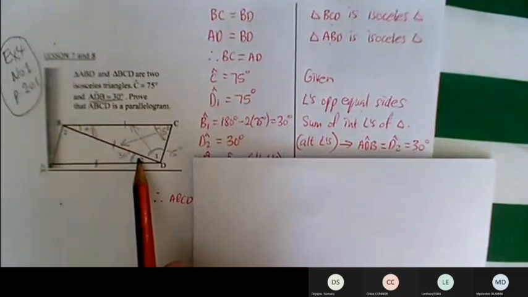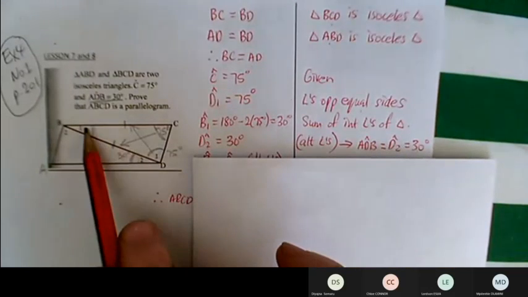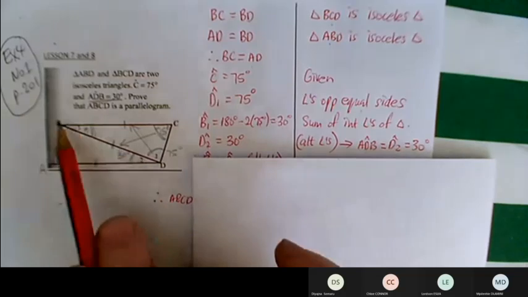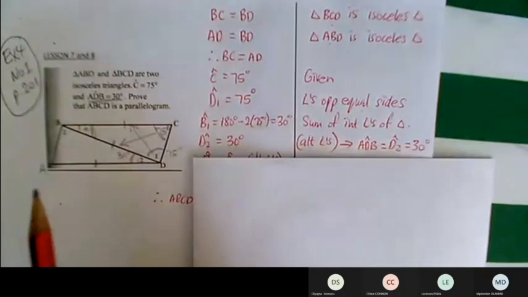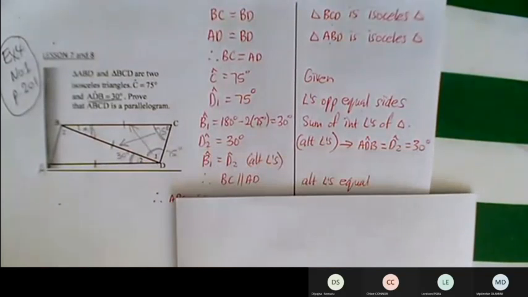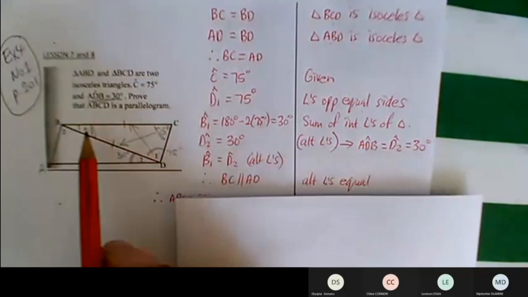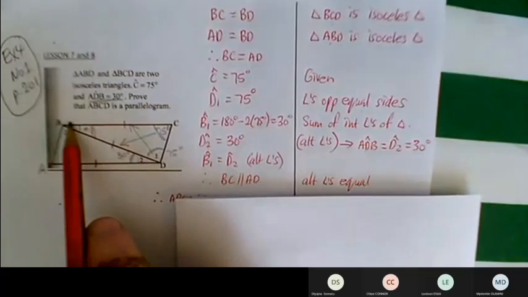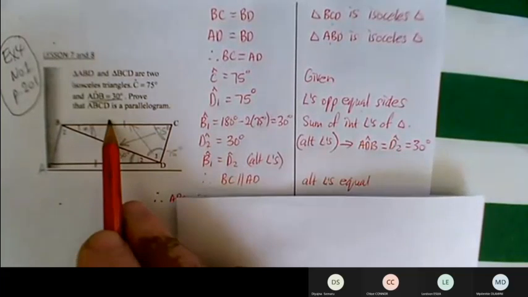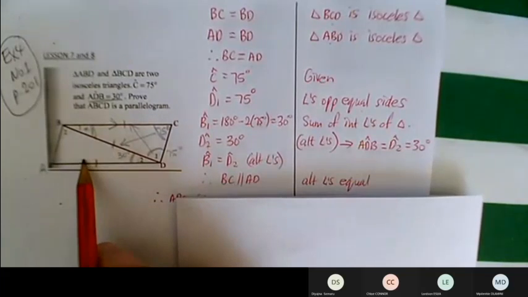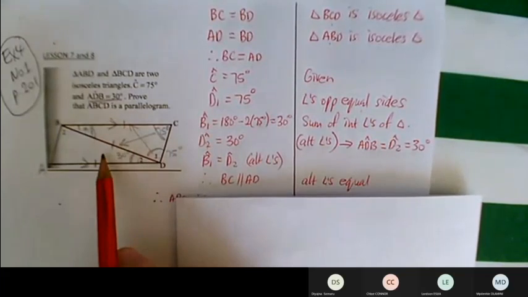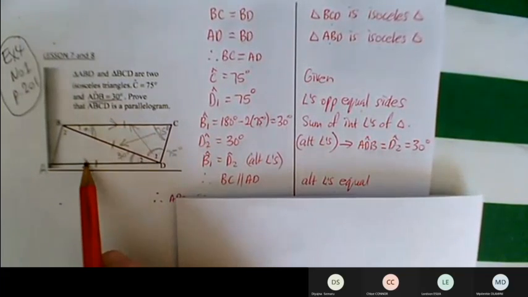So if the alternate angles are equal, so B1 is equal to D2. If the alternate angles are equal, what can you tell me about BC and AD? Therefore, BC and AD must be parallel. Alright, must be parallel. So now we have just proved that because this is 30 and that is 30, alternate angles, therefore BC is parallel to AD. You see, we now have our one pair of opposite sides, both equal and parallel.